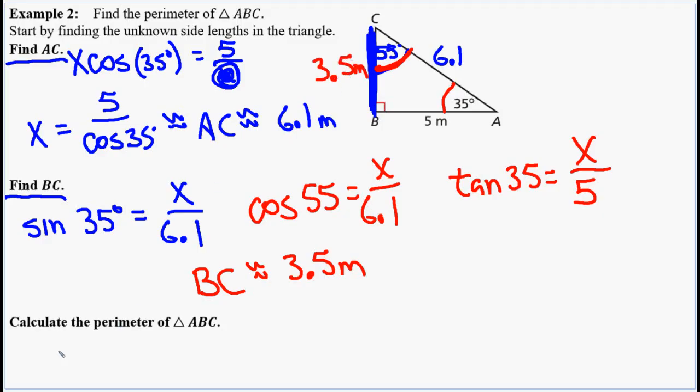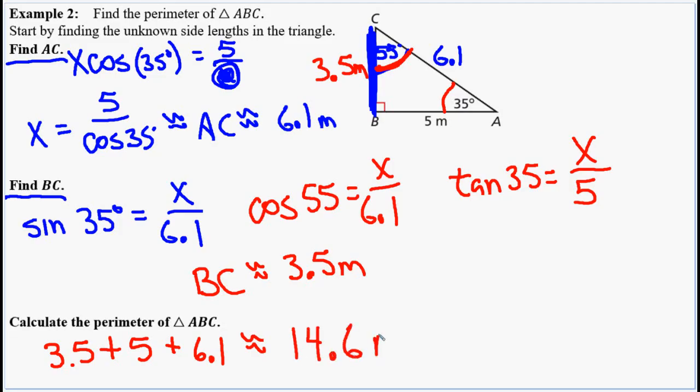And then our perimeter for the last calculation is we add those sides up. 3.5 plus 5 plus 6.1. Perimeter is about 14.6 meters.